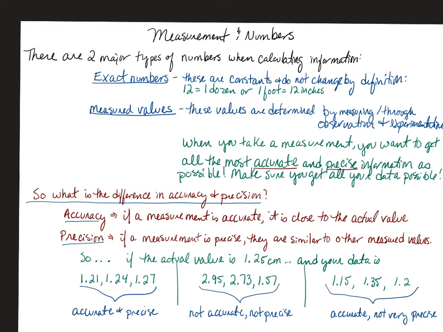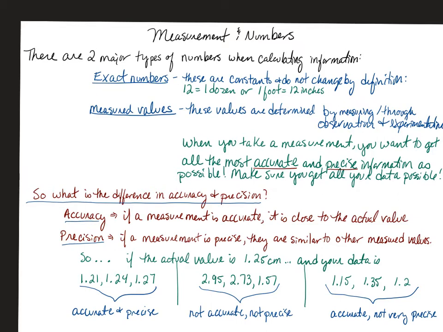So next we need to talk about measurement and numbers and what they mean, and all of that good stuff. So let's start by defining the fact that there are two different types of numbers that you'll encounter when you do calculations. The first is an exact number.